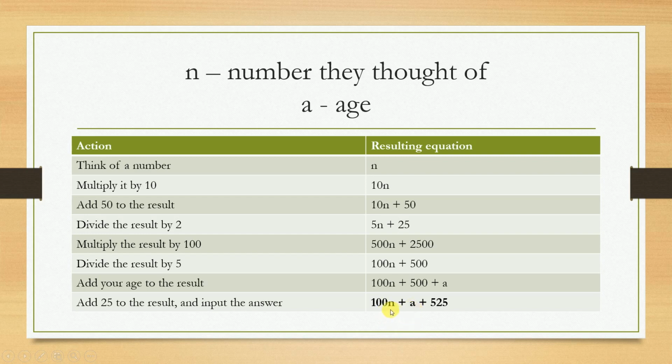For example, if your n was 25 and your a was 50, 100n plus a would be 25, 50. So the first two digits are n and the last two digits are a. So if you take the mod of the result with 100, you'll get a, and if you divide the result by 100, you'll get n. Let me demonstrate this for further understanding in code.